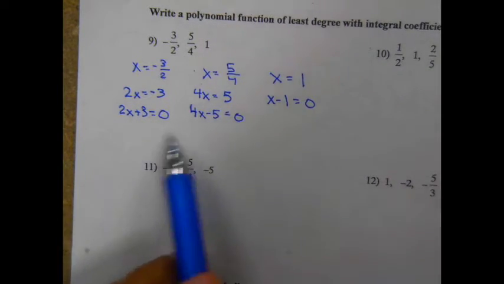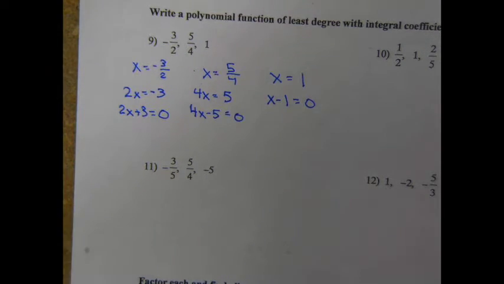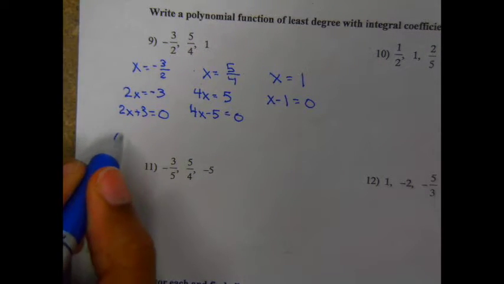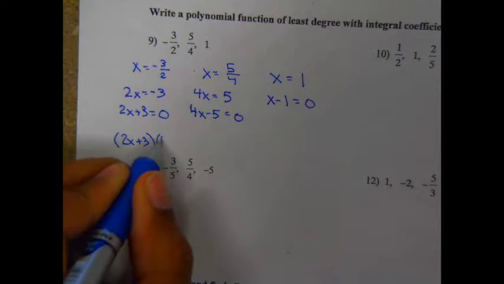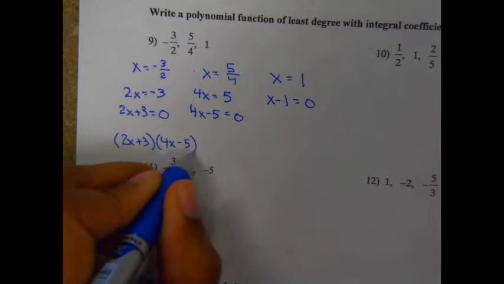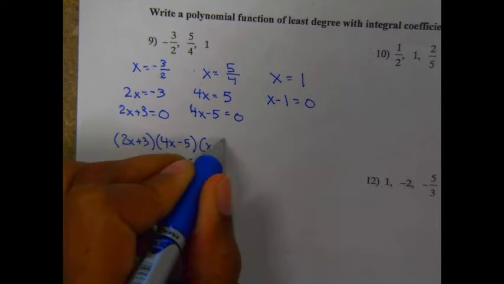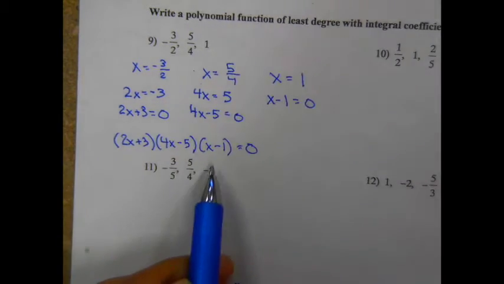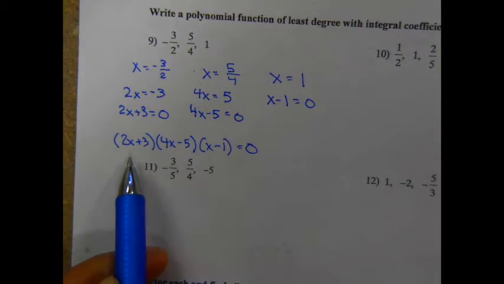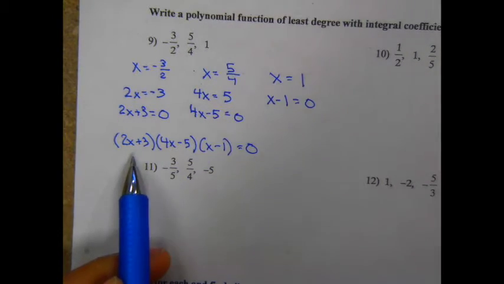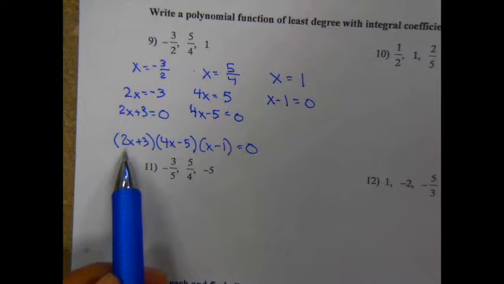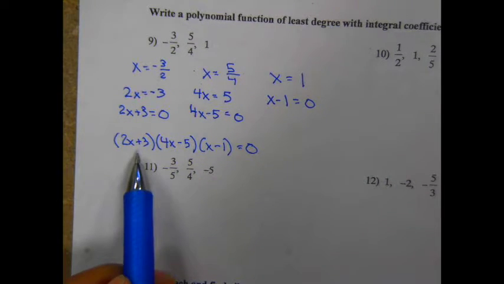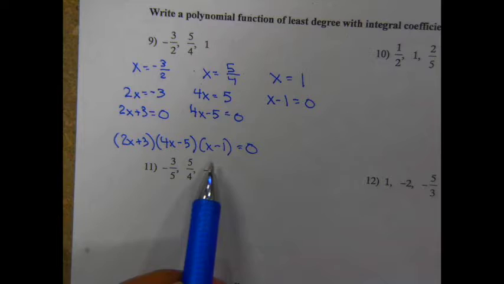Now I have my 3 factors, so I can write my equation. The equation will multiply the factors together. So I have 2x plus 3 times 4x minus 5, and x minus 1 equals 0. There's my equation. Now at this point I'm not going to force you to multiply each of them out. You can just write each of the equations in factored form.